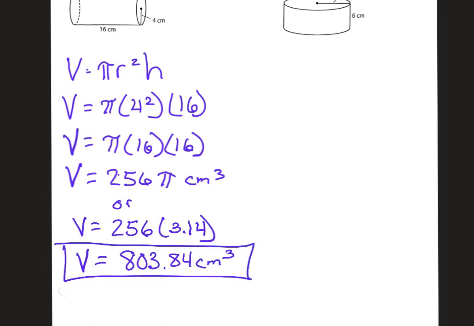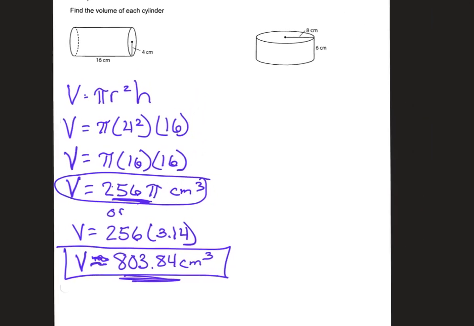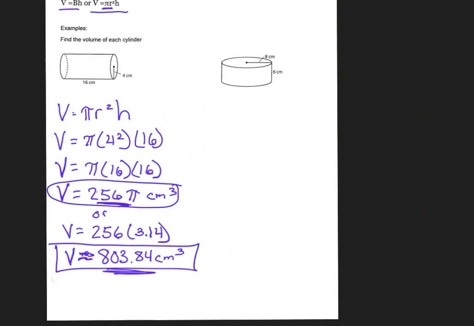We also need to understand we can leave it in terms of pi, because this means times pi. And since pi is a rounded number, this is an estimate, an approximation. If you need to find the exact answer, you leave it in terms of pi. Otherwise, you can use 3.14 for pi.